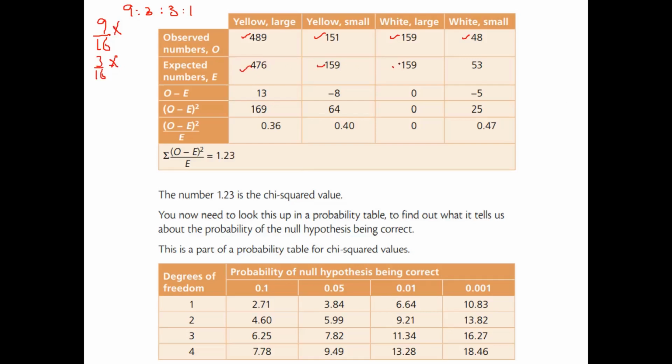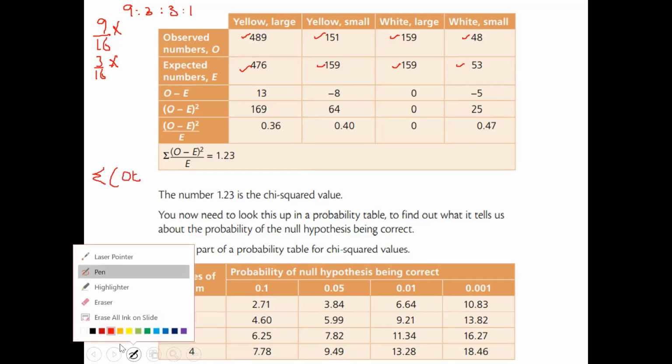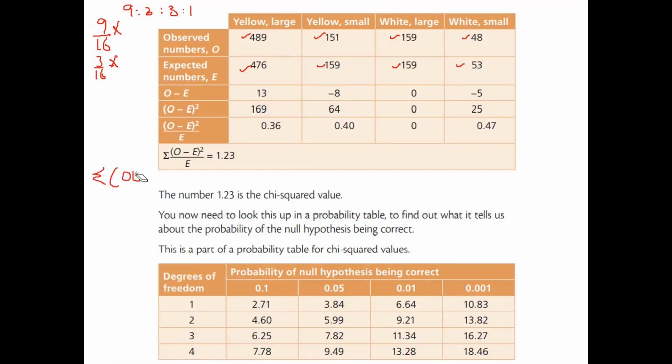Okay, next what you're going to do, because your formula is summation of observed minus expected, let me erase that. Okay, it's observed minus expected whole squared divided by the expected. Okay, this will be your answer. So what we do next step, observed minus expected. So the difference between 489 and 476 is 13. Then 151 and 159 is -8.